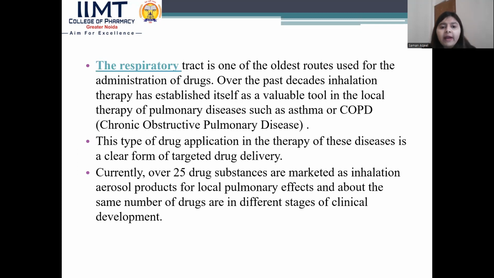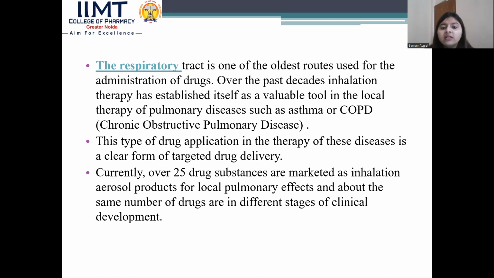The respiratory tract is one of the oldest routes used for the administration of drugs. Over the past decades, inhalation therapy has established itself as a valuable tool in the local therapy of pulmonary diseases such as asthma or COPD. COPD is chronic obstructive pulmonary disease. This type of drug application in the therapy of these diseases is a clear form of targeted drug delivery.